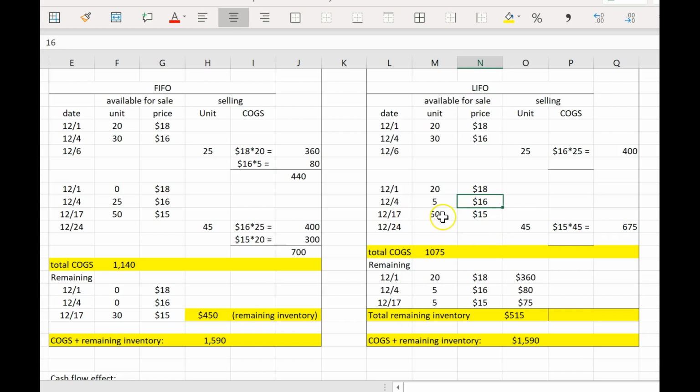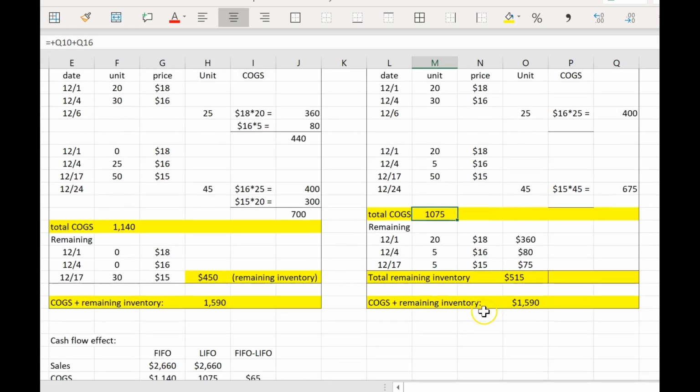For the 17th, we purchased 50 units, each unit $15, right? And on Christmas Eve, the company sold 45 units from this inventory system. You can see last in, first out. They all came from the December 17th inventory, which means it is $15 multiplied by the 45 units. So that is $675. Total cost of goods sold with these two numbers added up, that's $1075.